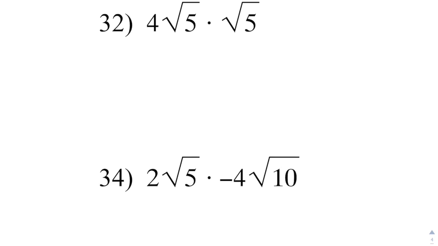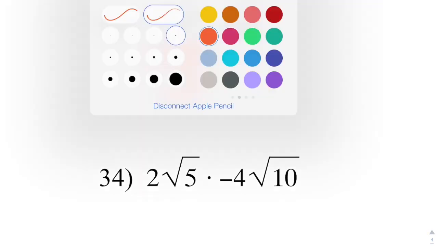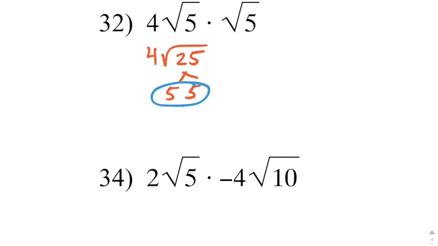32, we have 4 square roots of 25, which ends up being 4 times 5. Here's my original 4 times the 5 that was pulled out of the radical with nothing left in the radical, so we get 20.